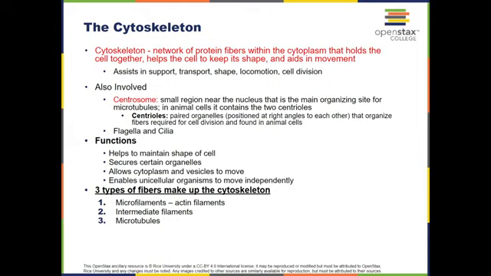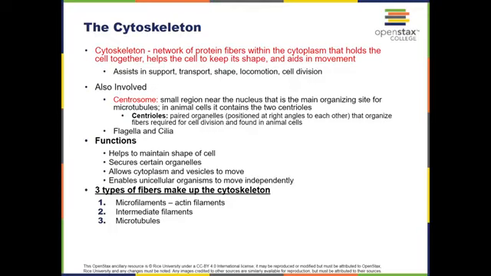Flagella and cilia, which are things like the tail or tiny hairs on cells that can move back and forth or move an entire cell, they are also going to be cytoskeletal based. Different functions again: maintain shape of the cell, function in cell division, allow cytoplasm and vesicles to move, secure certain organelles, but also enable unicellular organisms to move independently. So that's talking about the flagella and cilia.